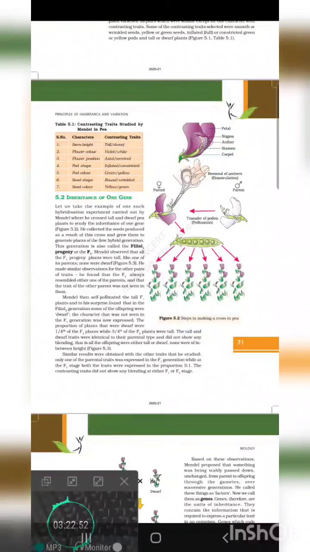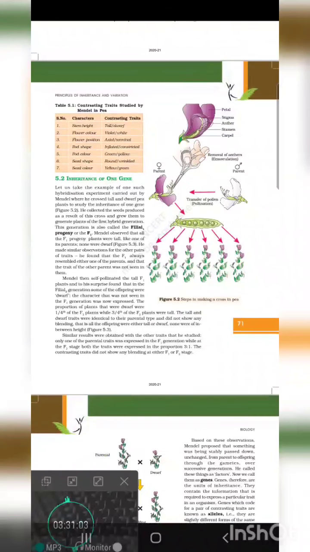First one is stem height, it is tall or dwarf. Second is flower color, violet or white. Third is flower position, axial or terminal. Fourth is pod shape, inflated or constricted. Fifth is pod color, green or yellow. Sixth is seed shape, round or wrinkled. Seventh is seed color, yellow or green.